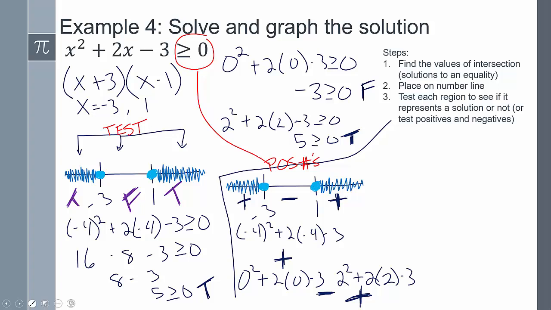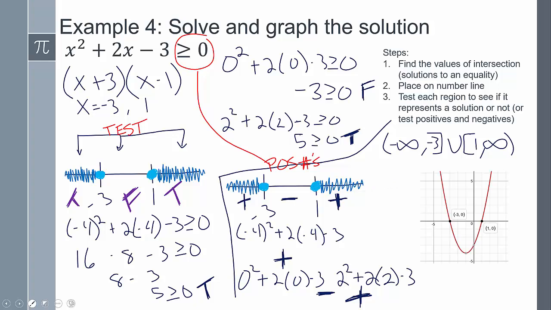So I graphed the solution. Now we have to write it out. And so the solution is going to be from negative infinity all the way to negative 3, union from 1 all the way to infinity. And then if we wanted to look at this graphically, remember, where is my function above 0? And so my function's above 0 here and on this side. And so that's what it looks like if we were to look at it with Desmos.